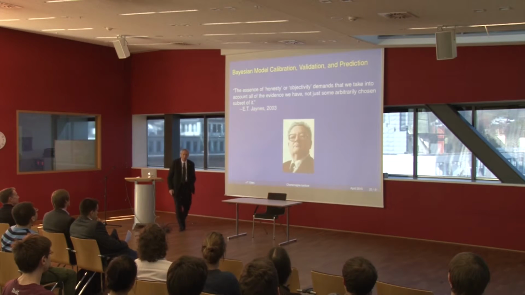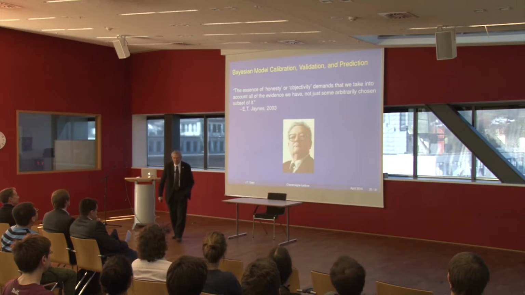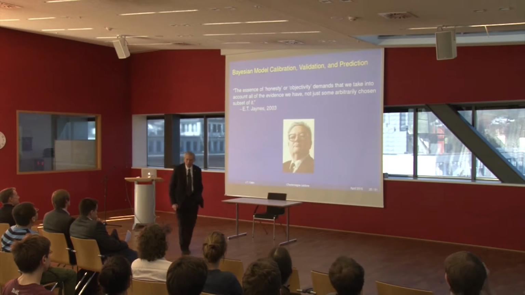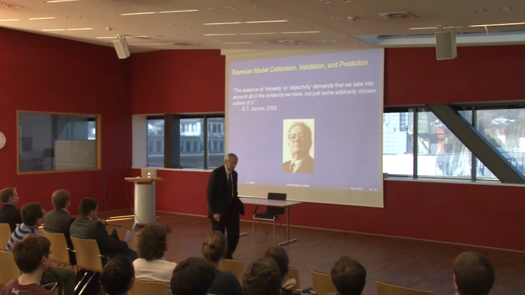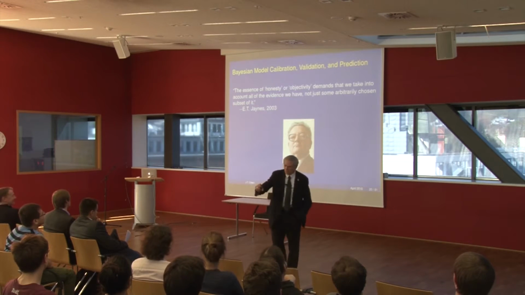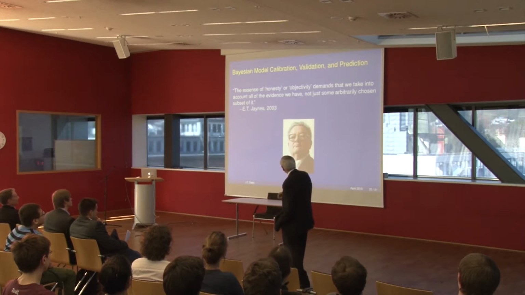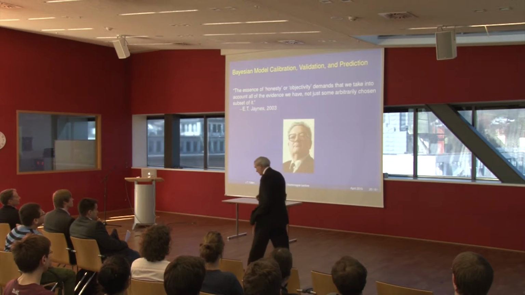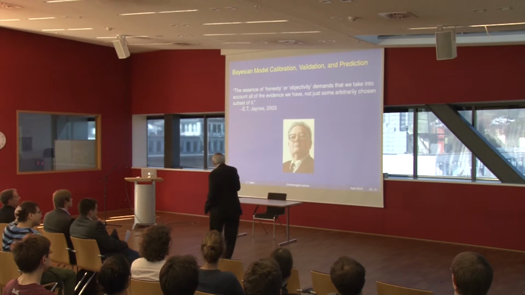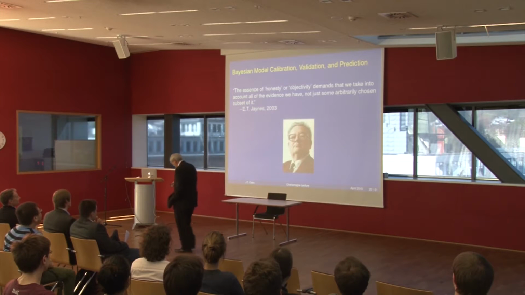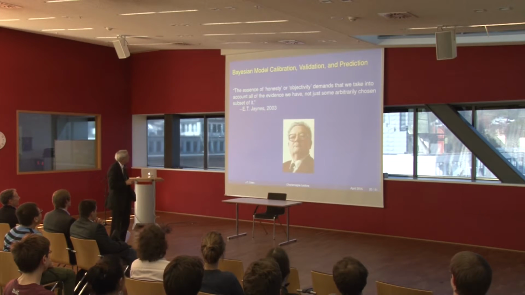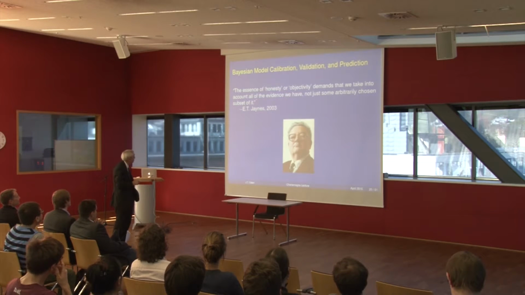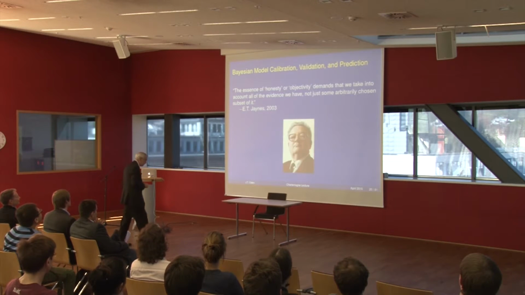By the way, the great proponent of Bayes is this guy here, E.T. Jaynes. He was a real character. He was a physicist. He wrote this monumental book called Probability Theory: The Logic of Science. It's a lot of fun to read. But he has many, many quotes like this, and I like this one, so I'll start with it. The essence of honesty and objectivity demands that we take into account all of the evidence we have, and not just some arbitrarily chosen subset of it.